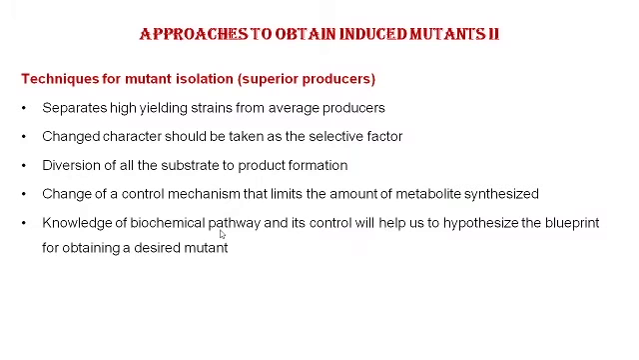So, knowledge of the biochemical pathway and its control will help us to hypothesize the blueprint of obtaining a desired mutant. If you know the factors in the biochemical pathway that are controlling the amount of the metabolite synthesized, you can direct your mutation program to remove those controls. And this will help the microorganism to become a superior producer. Such a blueprint will enable the design of the isolation techniques for selection of the desired mutants.